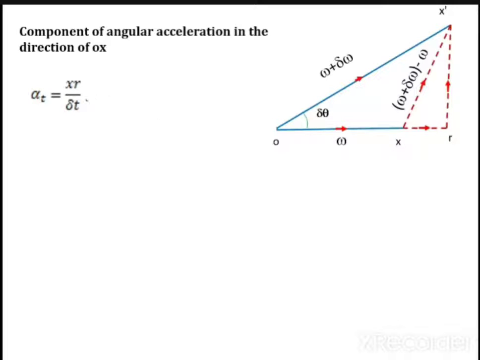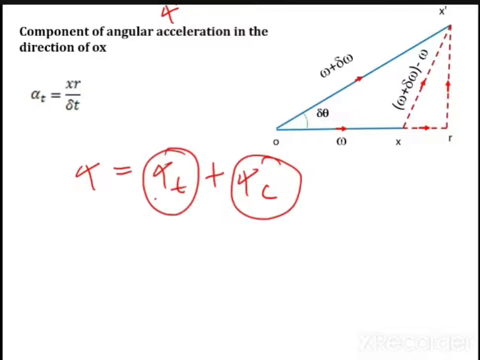What is XR? See, it is acceleration. XR is nothing but the change in angular velocity upon change in time. So alpha t is the tangential component, which represents the component of angular acceleration. What is angular acceleration? Alpha. Alpha has two components, alpha t plus alpha c. Alpha c is the radial component and alpha t is the tangential component.